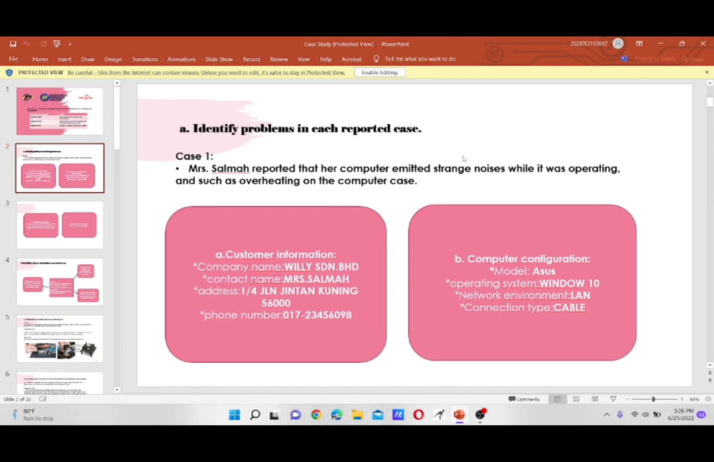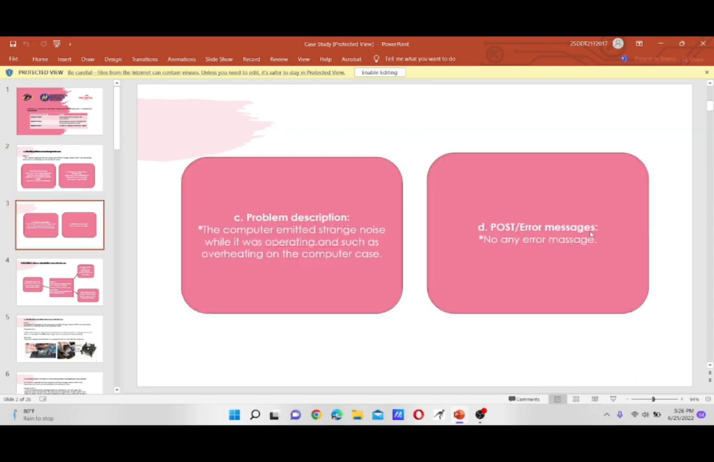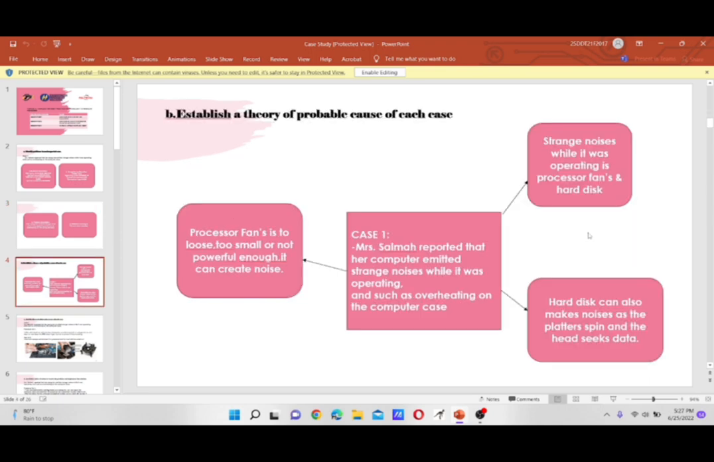Address 1/4 Jalan Jintan Kuning 46000. The phone number 017 23 45 16098. Computer configuration, the model is Asus, operating system is Windows 10, and network environment LAN, connection type is cable. Problem description, the computer emitted strange noise while it was operating and such as overheating on the computer case. The POST error message is no any error message.